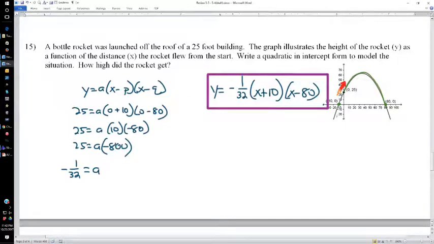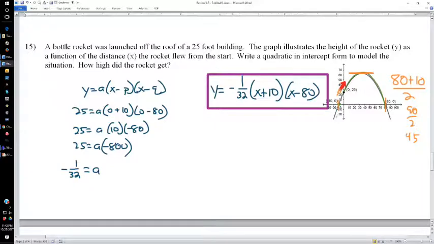Right? Then they say, how high did the rocket get? Okay, so that's the maximum. I mean, you could guess. It's somewhere between 60 and 70. We don't really know. The one thing we do know is that the axis of symmetry is between 10 and 80. Which if you average 80 and 10, divided by 2, that's what, 90 divided by 2, which is 45. So that means my axis of symmetry is at 45?